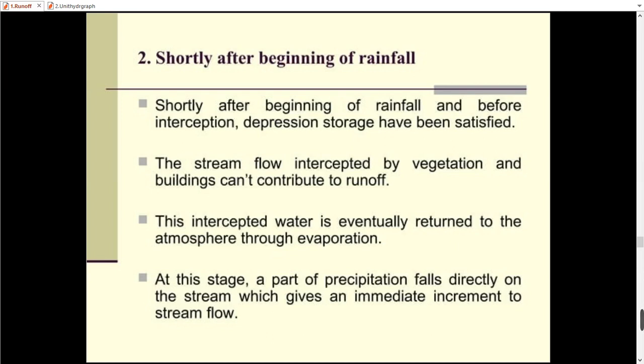Shortly after the beginning of rainfall, before interception and depression storage have been satisfied, the rainfall intercepted by the vegetation and buildings can't contribute to runoff. This intercepted water is eventually returned to the atmosphere through evaporation. At this stage, part of the precipitation falls directly on the streams, which gives an immediate increment to stream flow.